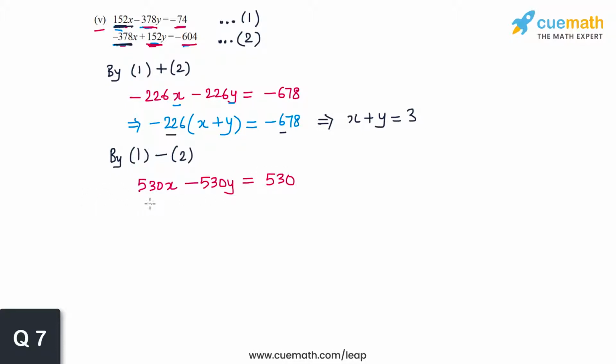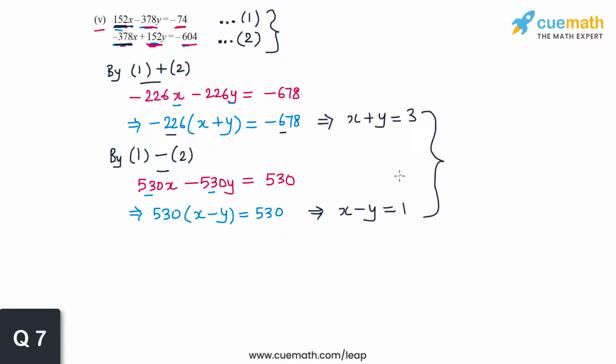So what happened here? Once again we got numerically the coefficients of x and y, they have the same magnitude. So I can take out a factor of 530. So 530 times x minus y is equal to 530. And now the common factor of 530 cancels from both sides, and I have x minus y equal to 1. So something wonderful has happened. By adding the two equations and by subtracting the two equations, we have modified the original pair of equations into this new pair of equations, which is much simpler.